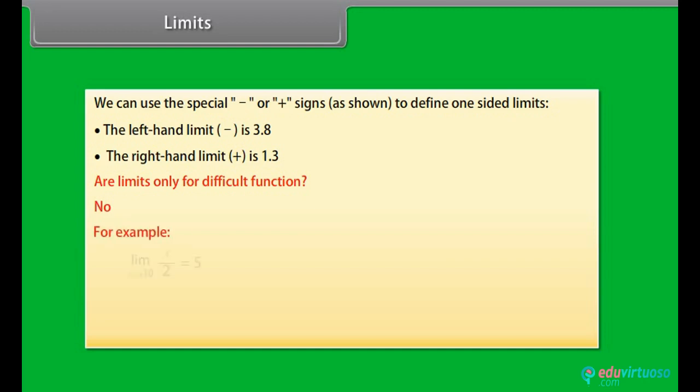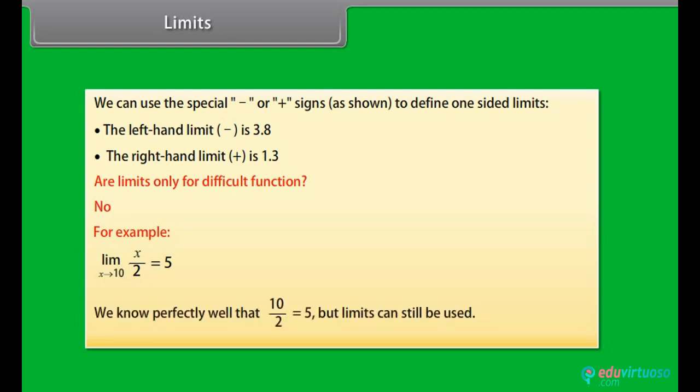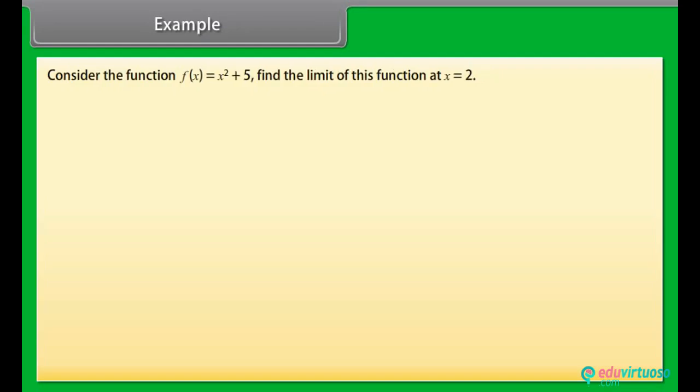For example, limit x tends to 10 of x by 2 is 5. We know perfectly well that 10 by 2 is equal to 5, but limits can still be used. Example. Consider the function f(x) is equal to x square plus 5. Find the limit of this function at x is equal to 2.